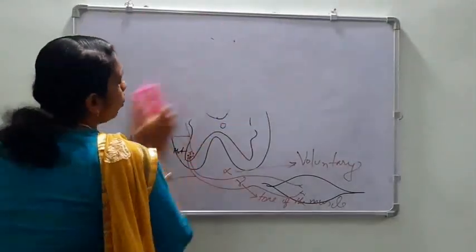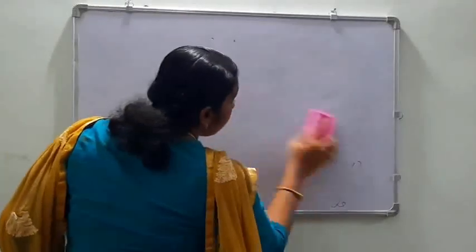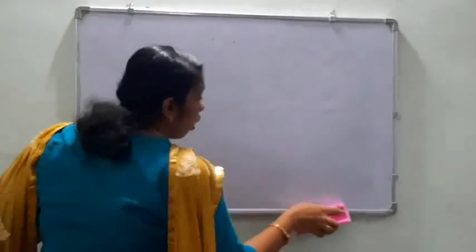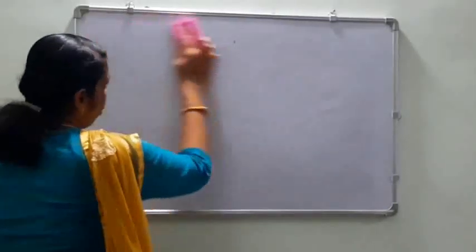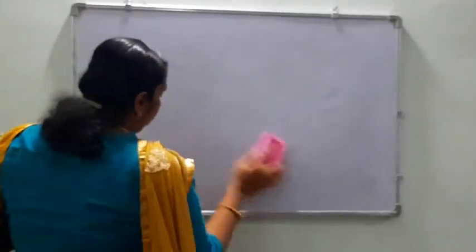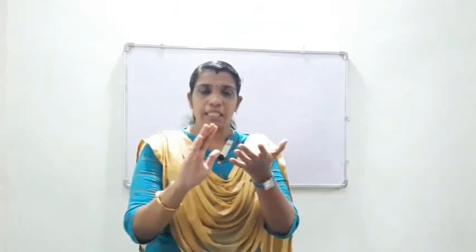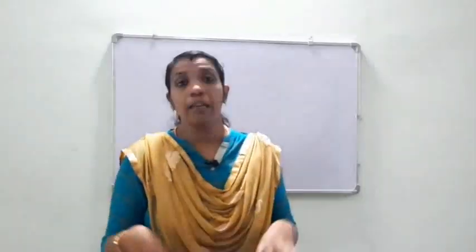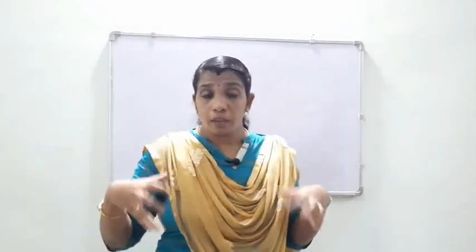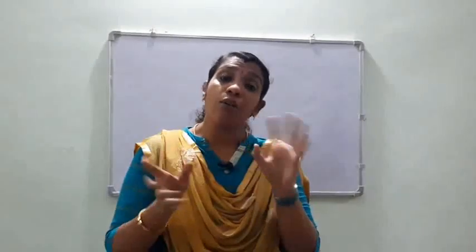Now we will go to upper motor neuron lesion and lower motor neuron lesion. In upper motor neuron lesion, the lesion will be in the upper motor neuron, and in lower motor neuron lesion, the lesion will be in the lower motor neuron. Depending upon the site of the lesion in the course of the pyramidal tract, the affection will vary in the body. You understand? So first we will see, depending upon the site, how the affection of this lesion varies.